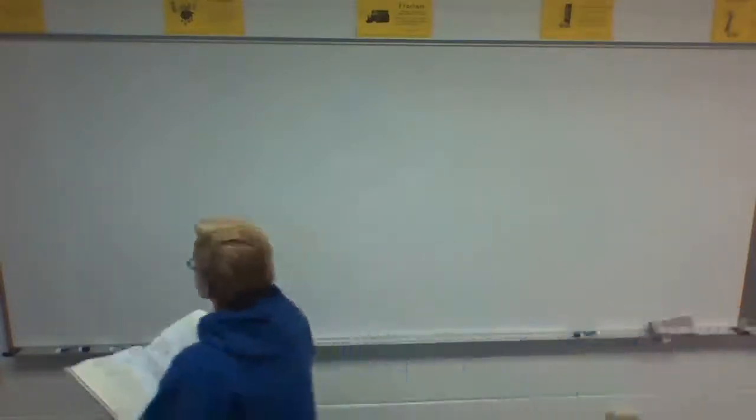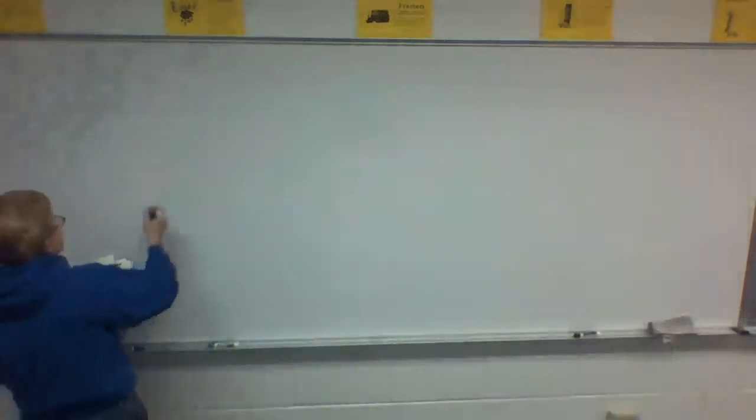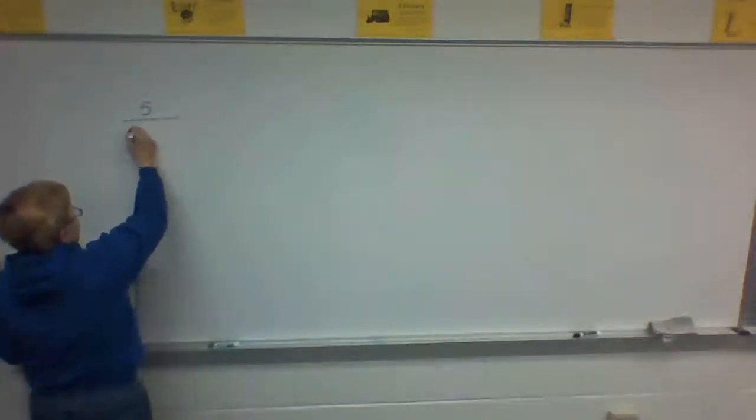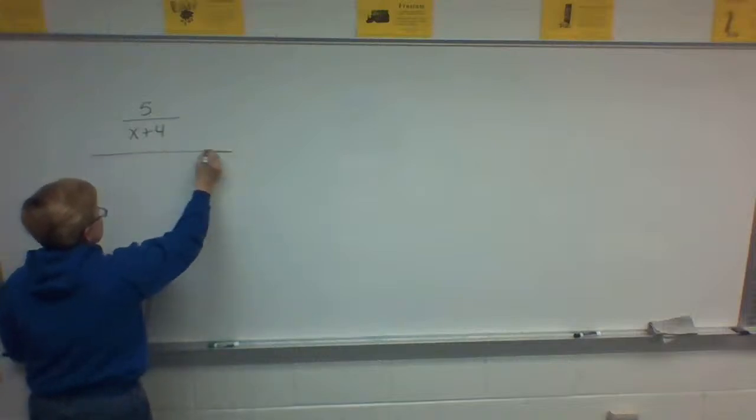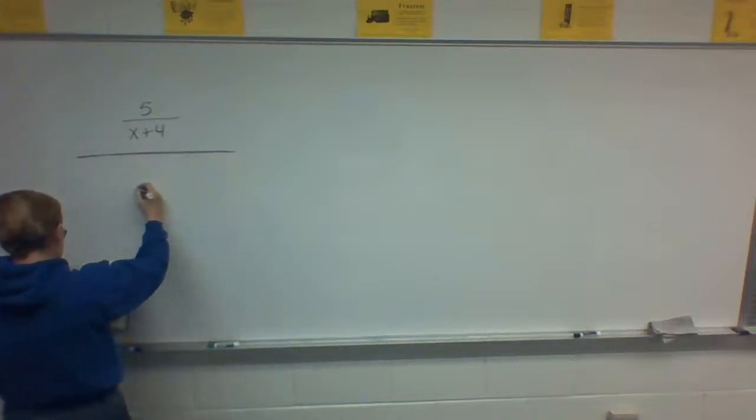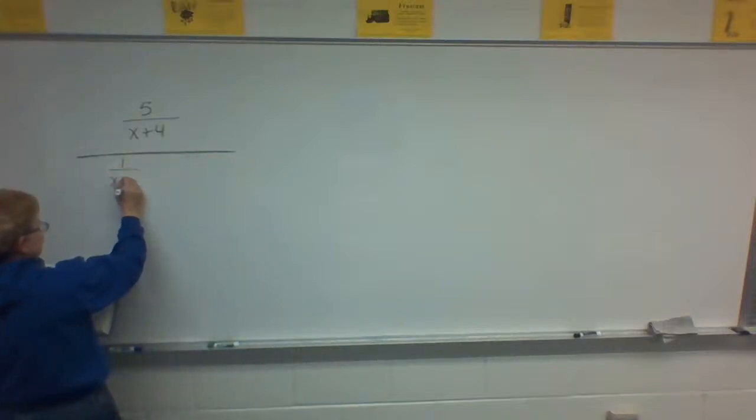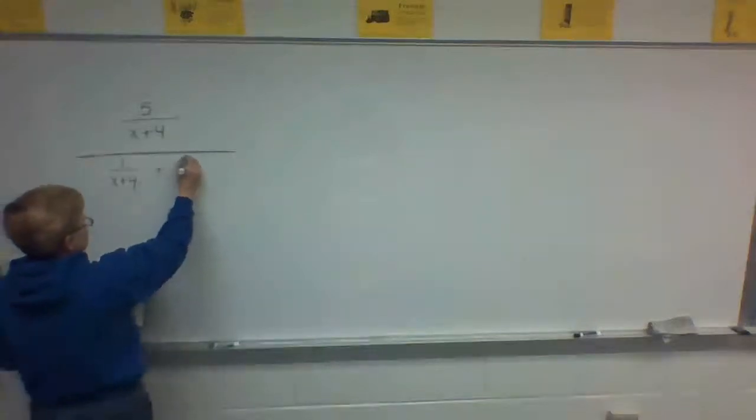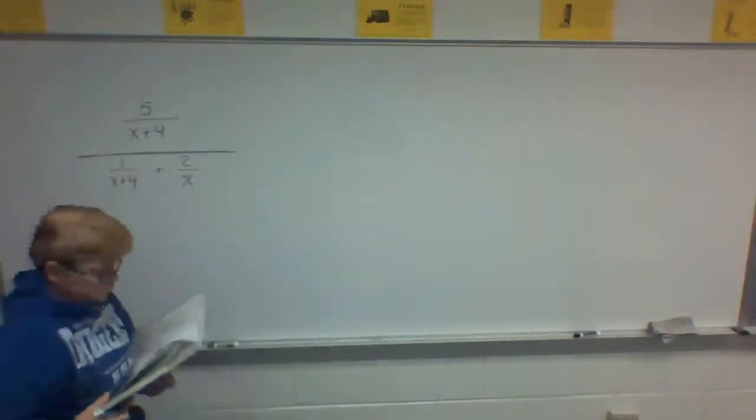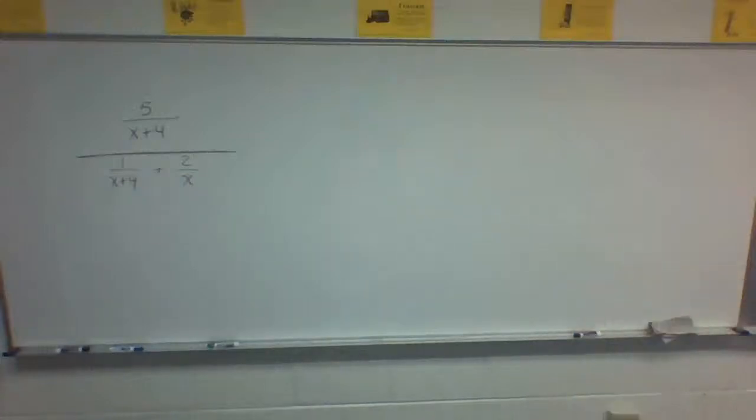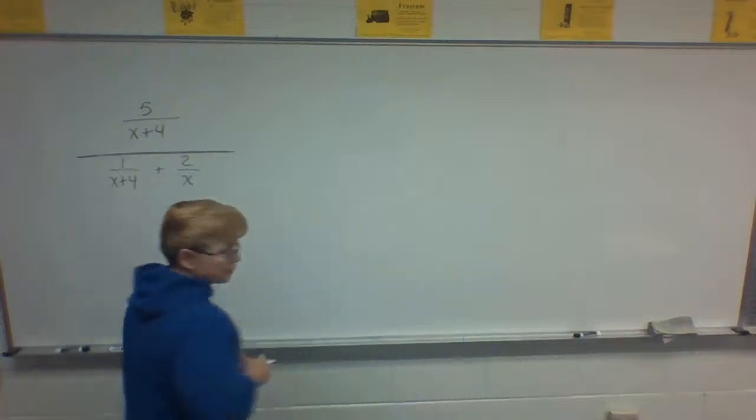So example 6 has 5 over x plus 4, over, here's your big divide sign right there, 1 over x plus 4 plus 2 over x. We are to simplify the complex fraction. Here's the only way. You'll notice he's got method 1 and method 2. I am only going to show you method 2. Anyway, this method, watch it.